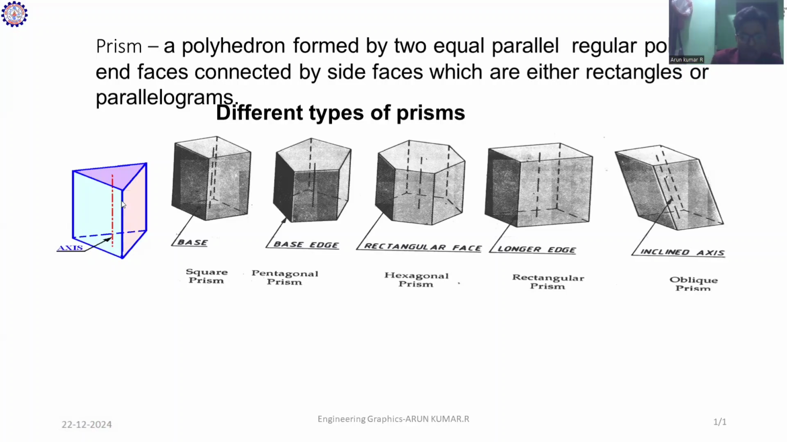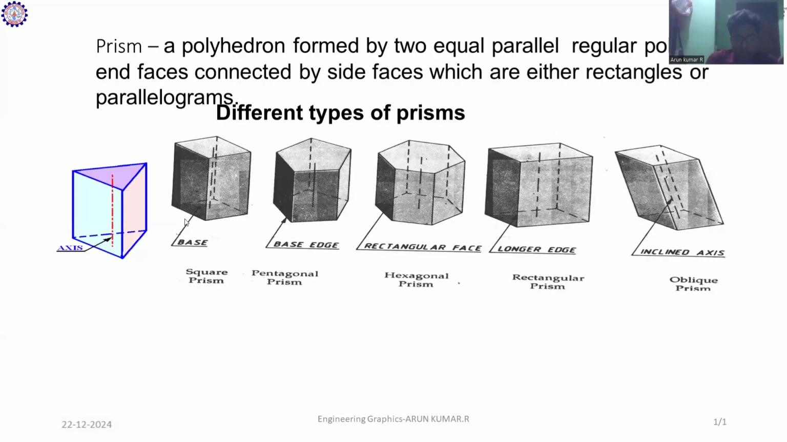So the last one is called an oblique prism. That means when any one of the sides is inclined. Okay, that is the layout mentioned over here. Okay, so let's take a square. The base of the square will be the bottom side. Okay, so I have to mention it over here.